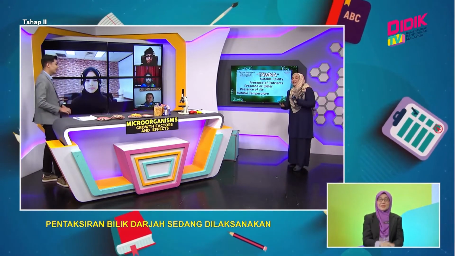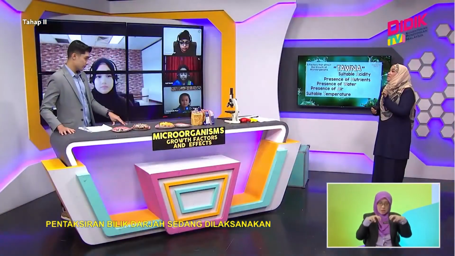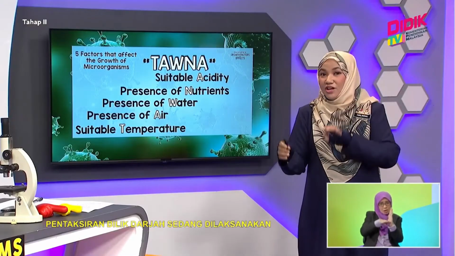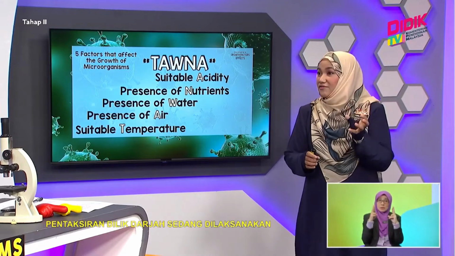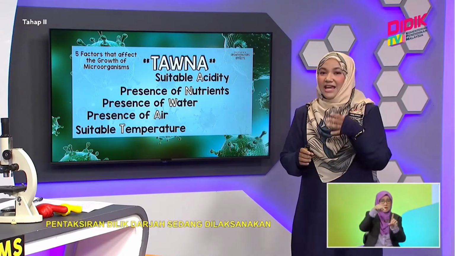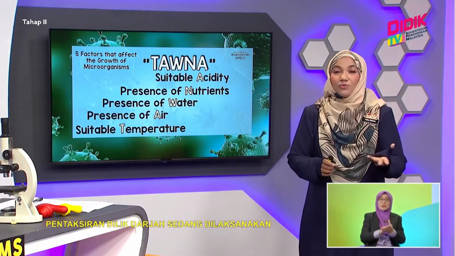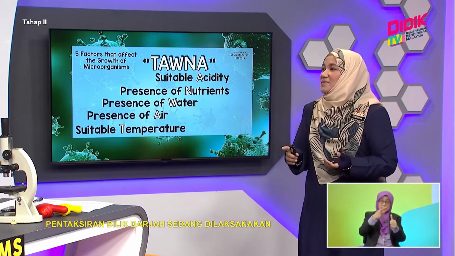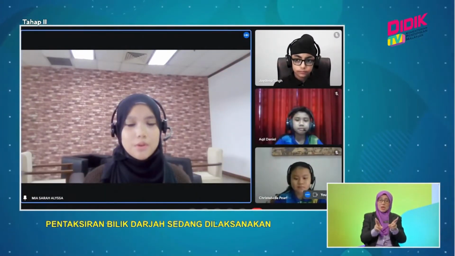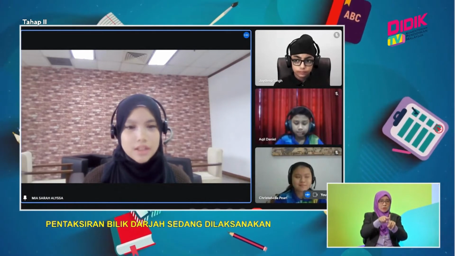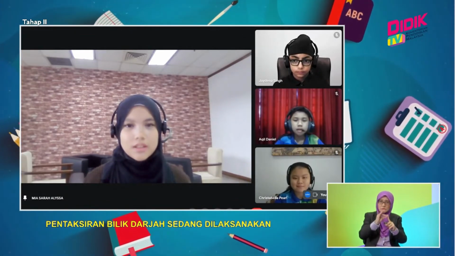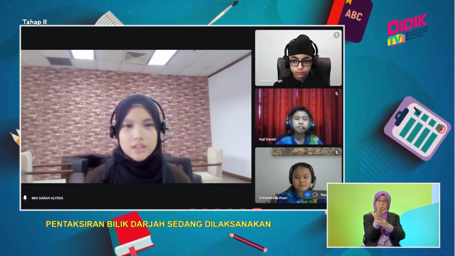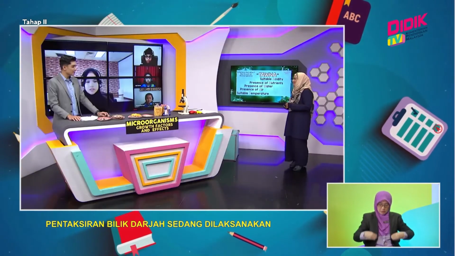So Mia has done the investigation about the suitable temperature, where she used very low, where she put it in the fridge, and very high, where she boiled it first and put it in a thermal flask, and last but not least, in room temperature. So your conclusion, Mia? From this result, I can conclude that room temperature is most suitable for growth of microorganisms. Okay, thank you so much, Mia.